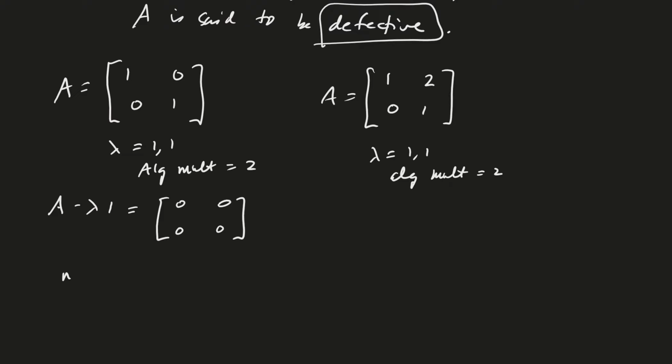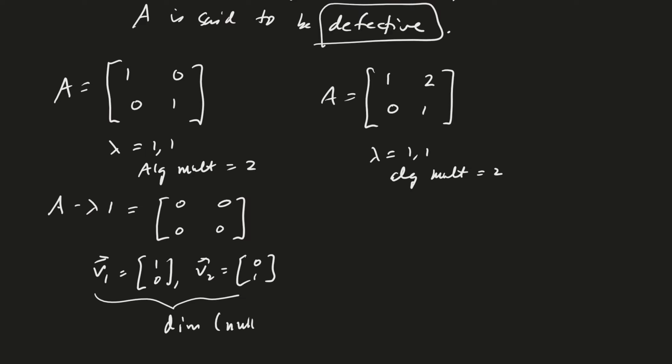And so the null space of A minus lambda I, the null space of the 0 matrix is going to be every vector. So we want a basis for R2, so just pick any basis. Standard basis is always a good one to choose if you're just looking for an arbitrary basis. And so the idea, though, is that the dimension of the null space of A minus lambda I is equal to 2 in that situation. And so these two things are equal, right?